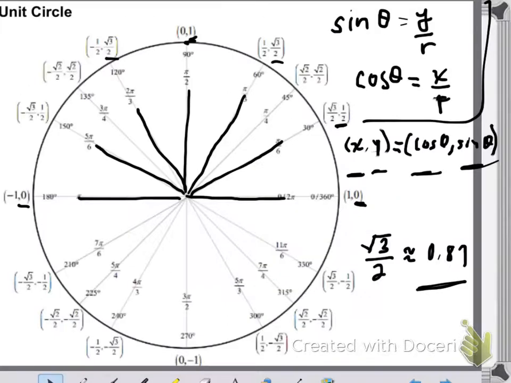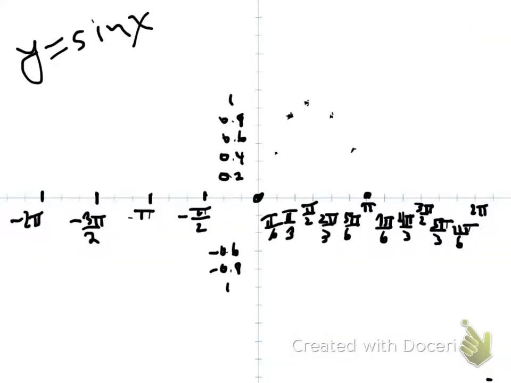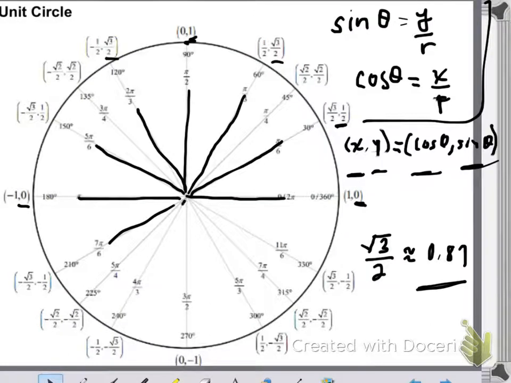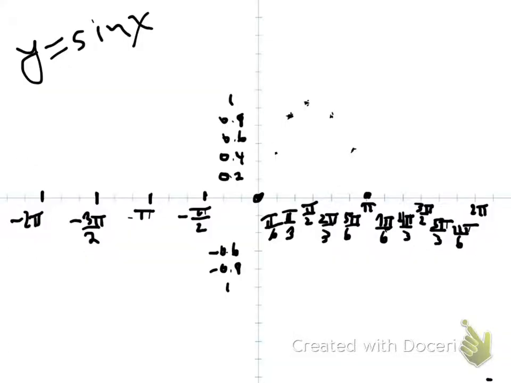7 pi over 6, it's going to give me negative 1/2. So that's going to be somewhere right on 7 pi over 6. 4 pi over 3, the sine of 4 pi over 3 is negative square root of 3 over 2. So it's going to be about down here.